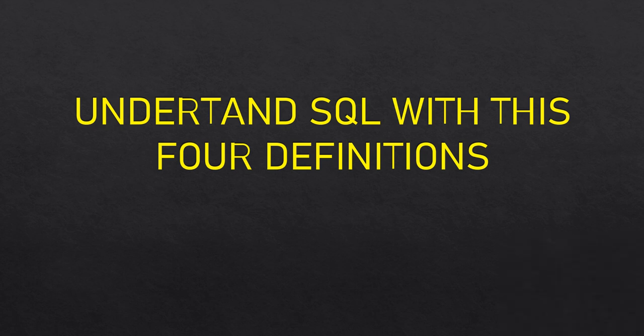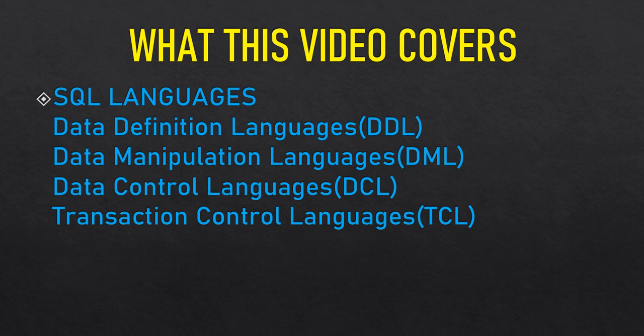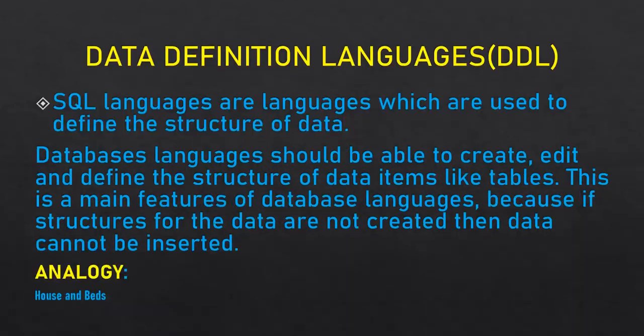In this video, I'm breaking down one of the most important concepts in SQL, the four main types of SQL commands: DDL, DML, DCL, and TCL. Think of them as four different departments working together to manage your database structure, data security, and transactions. So let's dive in. This video covers these four definitions: the data definition language, the data manipulation language, data control language, and transaction control language. So let's go.